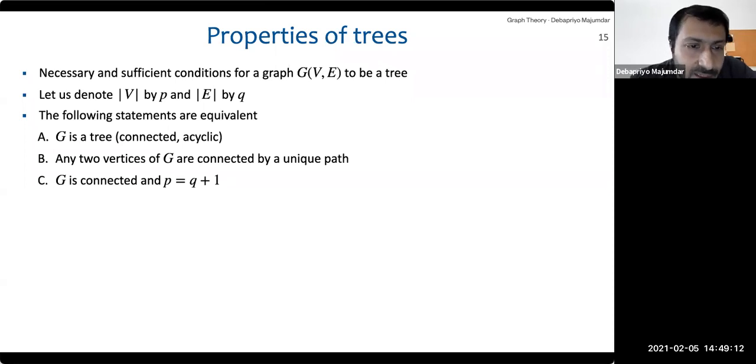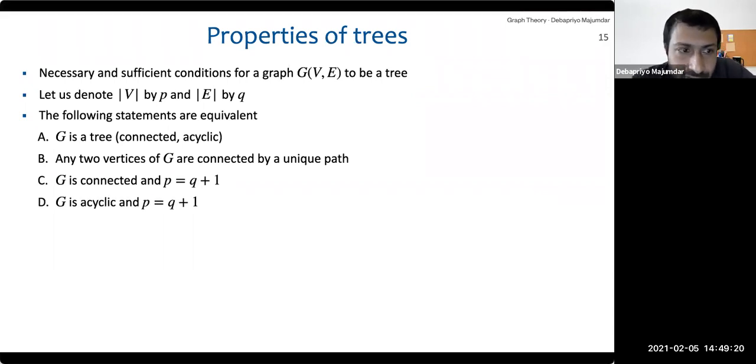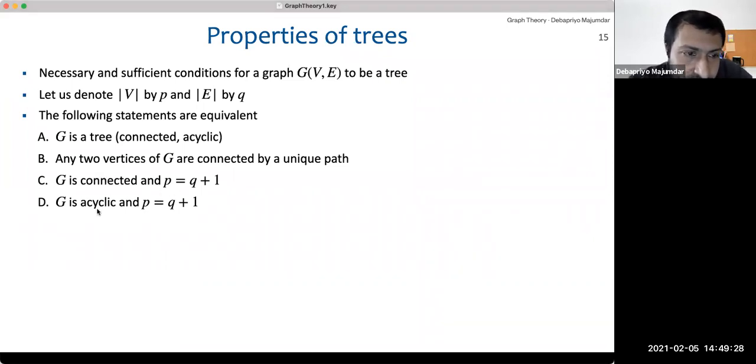Three, G is connected, and P is equal to Q plus 1. The number of edges is 1 less than the number of vertices. Four, G is acyclic, and P is equal to Q plus 1. So you see, either it needs to be connected and this, or it needs to be acyclic and this.